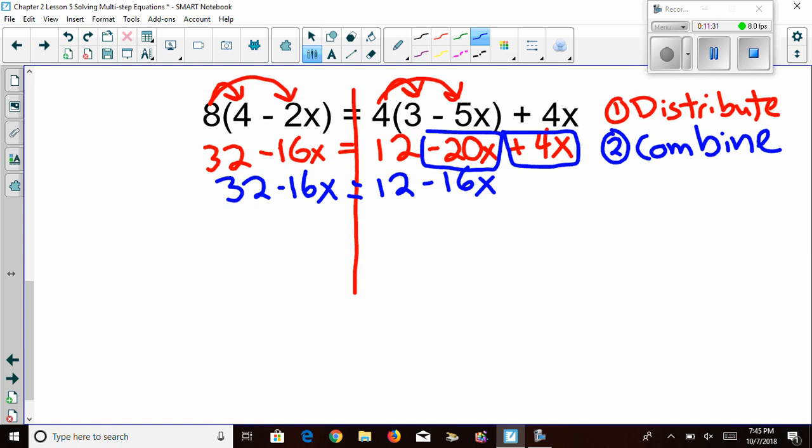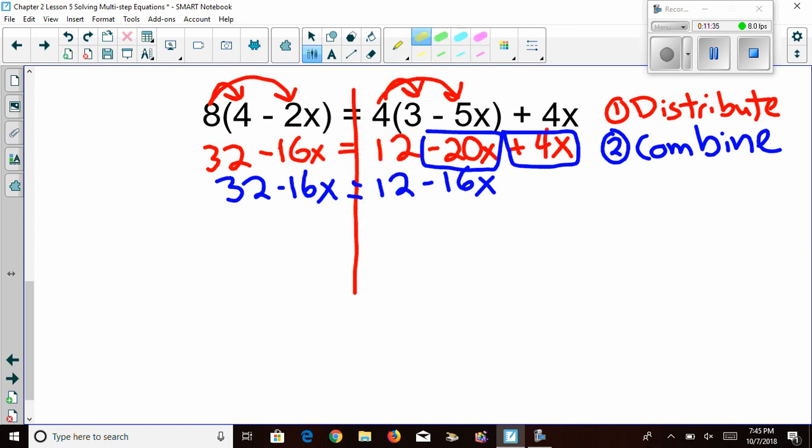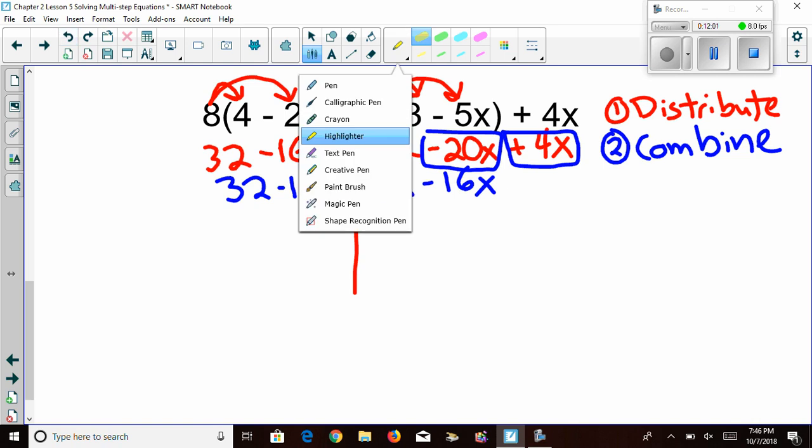And I want you to make an observation. Like on the previous problem, when you look at this line here, they both have a minus 16x. So they almost match each other, except when it comes to the constants, the 32 and the 12, those are not equal to each other. So even though they're almost the same, they are different.